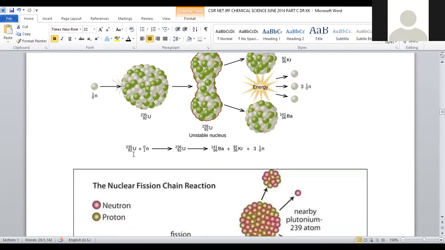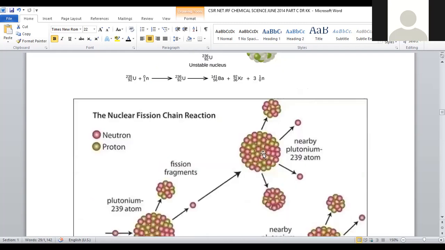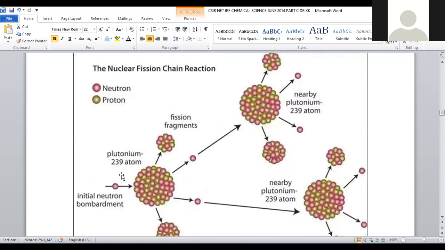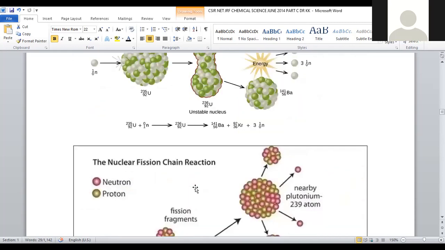In this manner, uranium-235, by bombarding with the thermal neutron, becomes uranium-236, which in turn breaks down into barium and krypton, along with the liberation of three thermal neutrons. So another one is plutonium-239. It is a kind of nucleus. By bombarding with the neutron, two equal halves are generated, which will participate in the nuclear fission reaction.